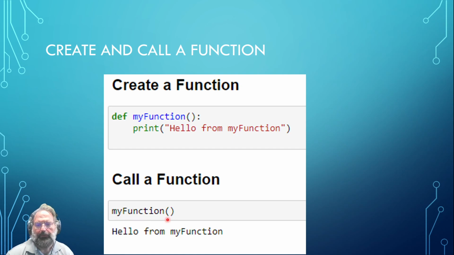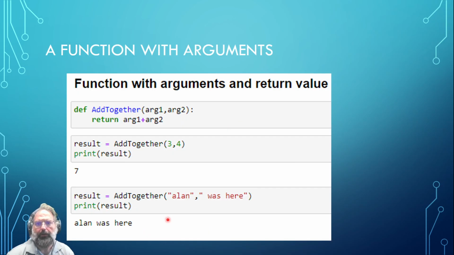In invocation of a function, just use the function name and then supply any parameters. In this case, there are none. You can also have functions with arguments, and also functions can return values. So in this case, we're taking in two arguments, we're adding them together and returning the result of it. So not a very useful function, but it demonstrates the simplicity of it.